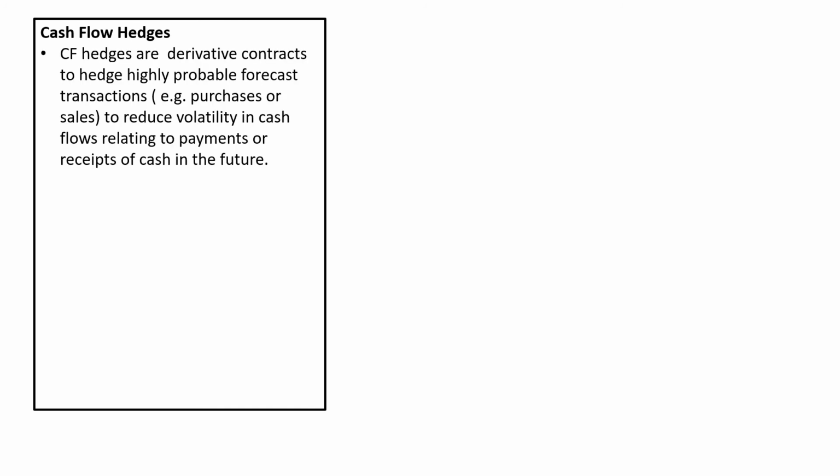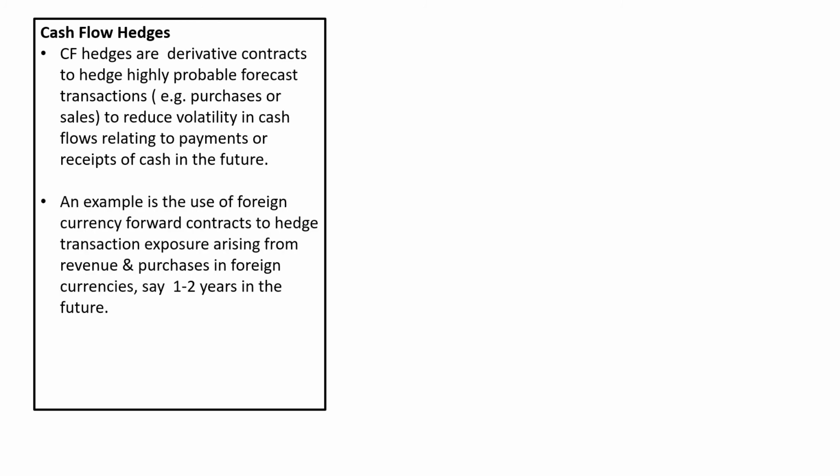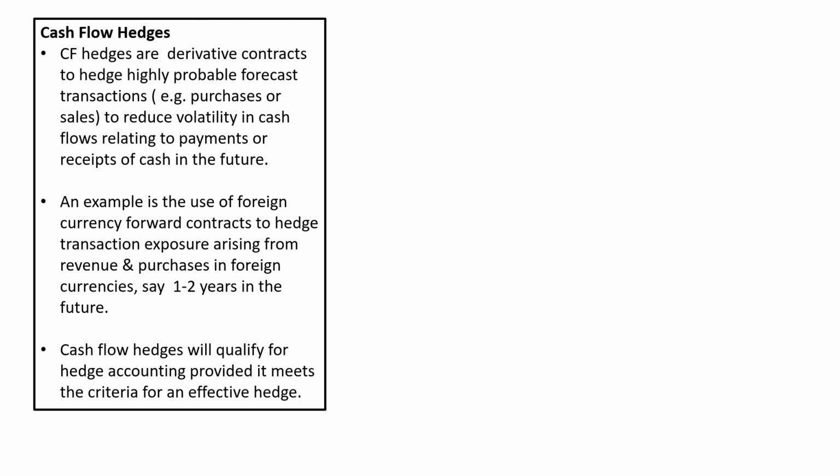Cash flow hedges. Cash flow hedges are derivative contracts to hedge highly probable forecast transactions, for example purchases or sales, to reduce volatility in cash flows relating to the payments or receipts of cash in the future. An example is the use of foreign currency forward contracts to hedge transaction exposure arising from revenue in foreign currency, say 1 or 2 years in the future. Cash flow hedges will qualify for hedge accounting provided they meet the criteria for an effective hedge.